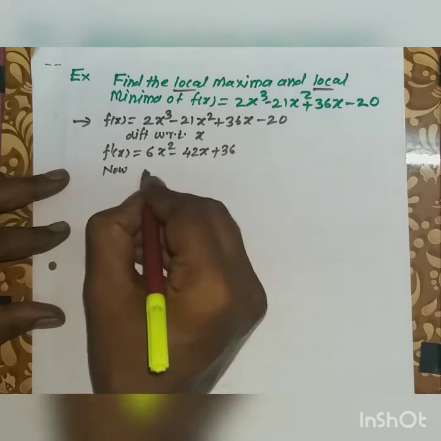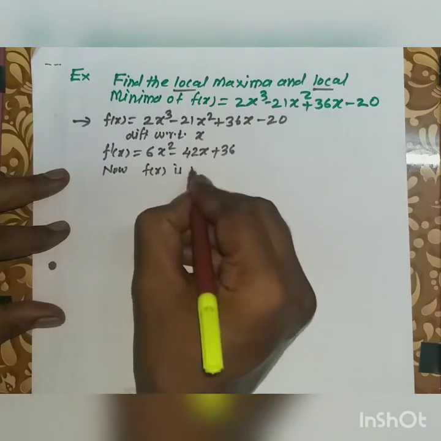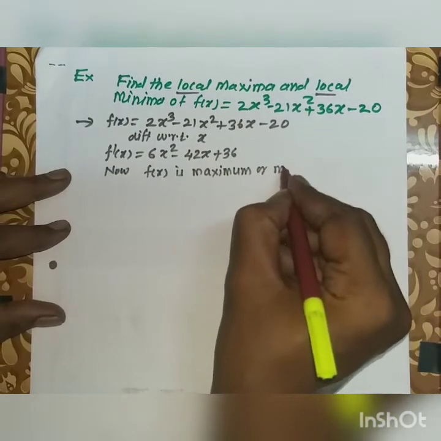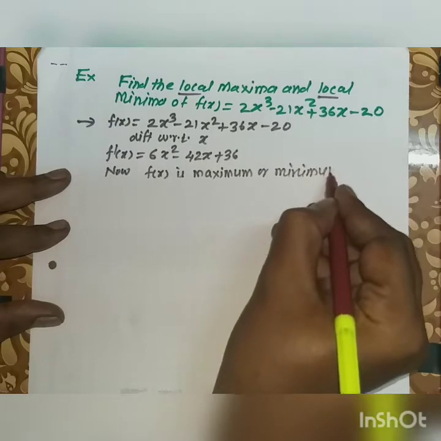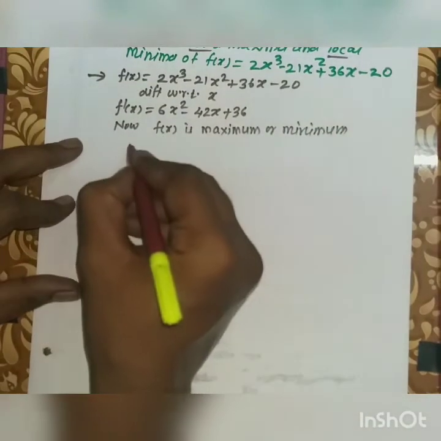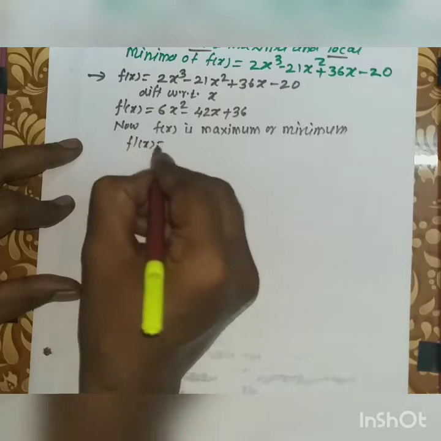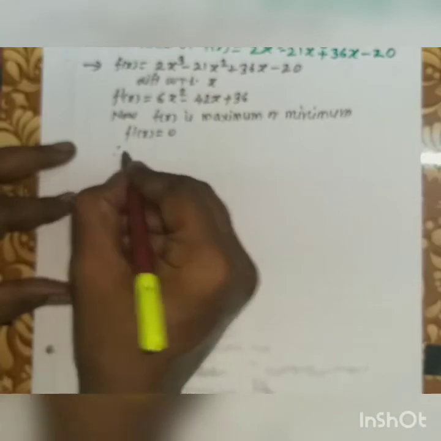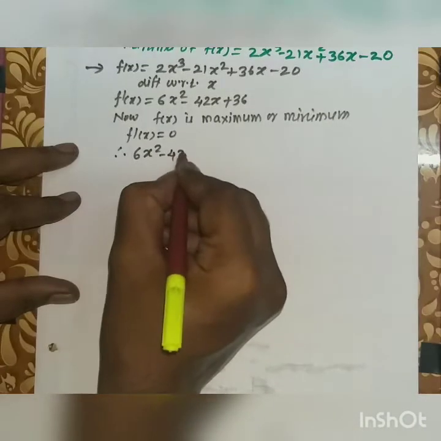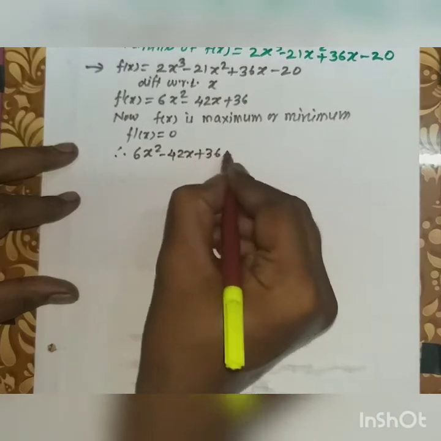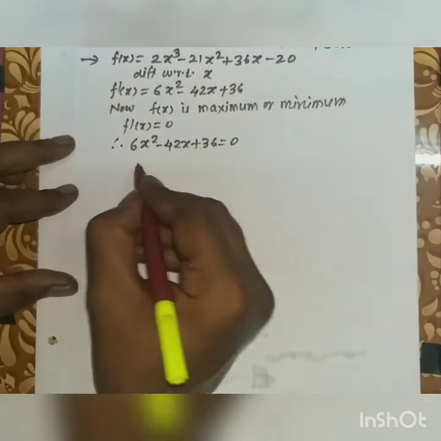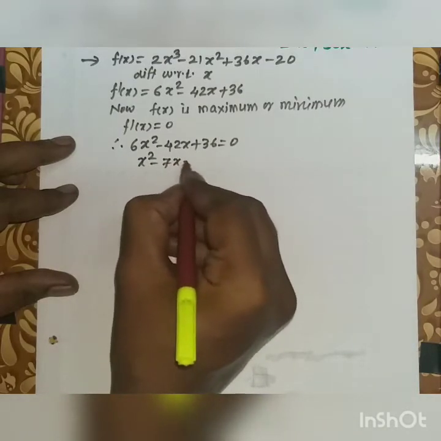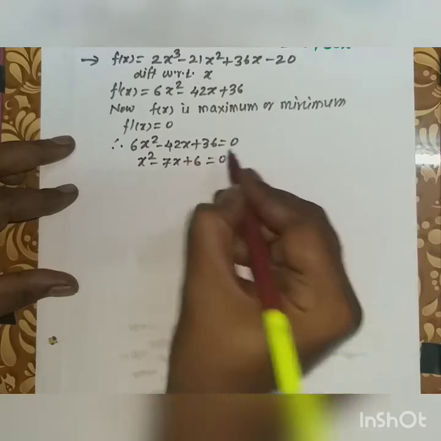Now f of x is maximum or minimum. Function is maximum or minimum when f dash of x is equal to 0, which is called the extreme point. Therefore, 6x square minus 42x plus 36 is equal to 0. Dividing both sides by 6, then x square minus 7x plus 6 is equal to 0.